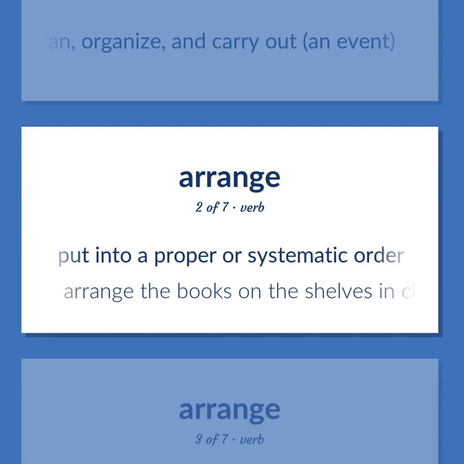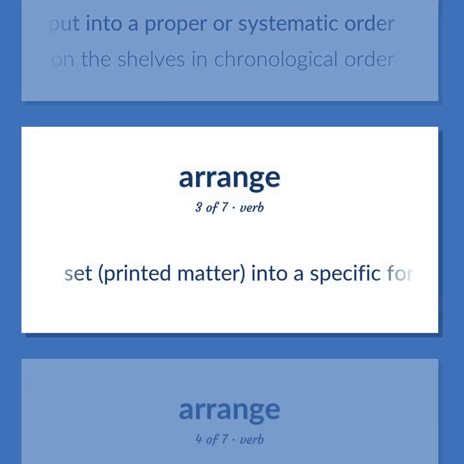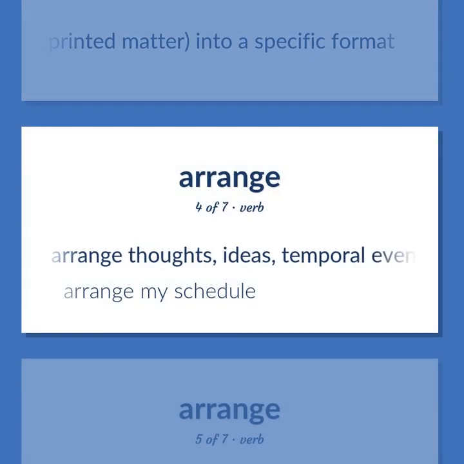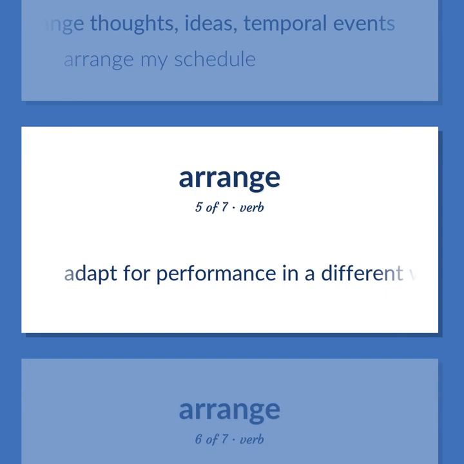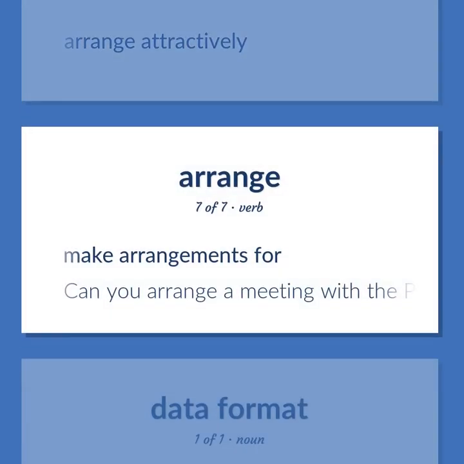Put into a proper or systematic order. Arrange the books on the shelves in chronological order. Set printed matter into a specific format. Arrange thoughts, ideas, temporal events. Arrange my schedule. Adapt for performance in a different way. Arrange attractively. Make arrangements for. Can you arrange a meeting with the president?